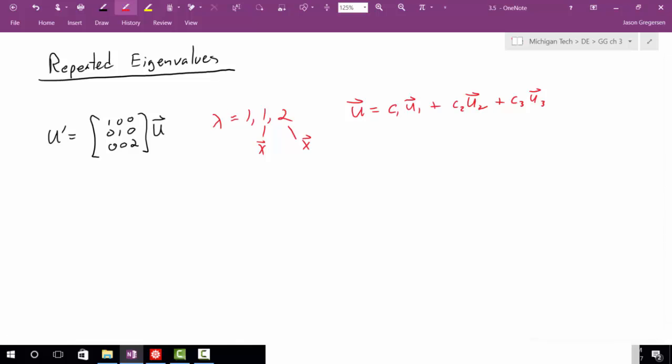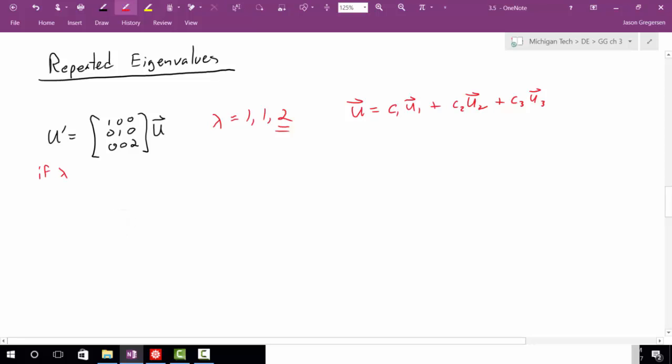The problem is that I'm not guaranteed to get 2 linearly independent eigenvectors from that one eigenvalue. So I'm not sure what's going to happen here. All right, so let's just start here. Let's get the easy one first.